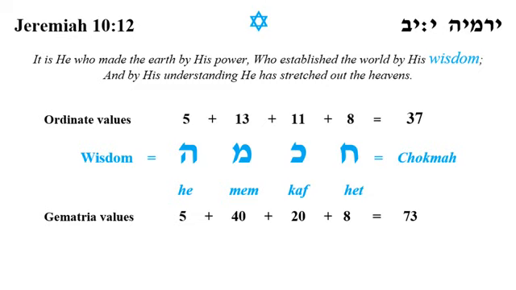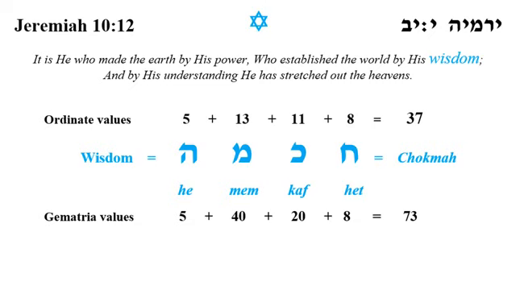Chakma is made up of 4 letters. The chet is the 8th letter. When I say ordinal values, it's just, where does it show up in the alphabet? Chet is the 8th letter. The next letter is a kaf, the 11th letter in the Hebrew alphabet. Mem is 13, and He is 5. If you just look at the place values, the ordinal values of chakma, it turns out to add up to 37.